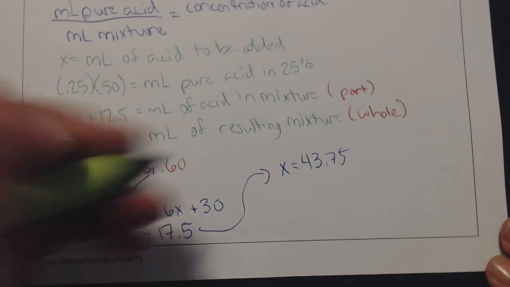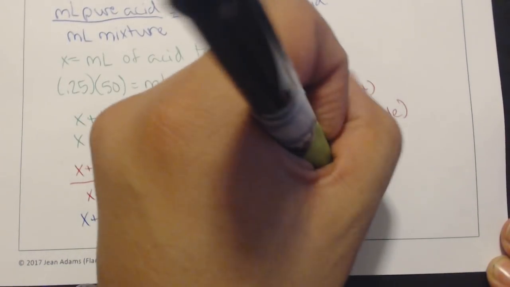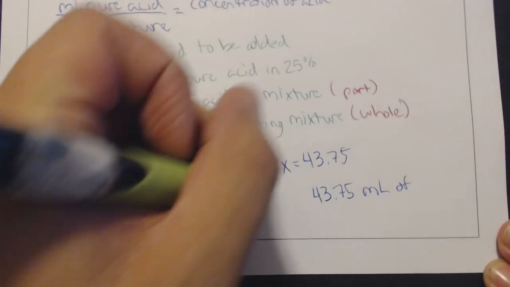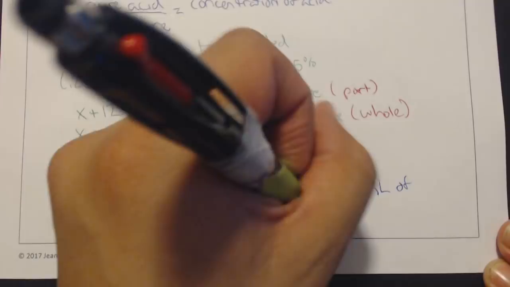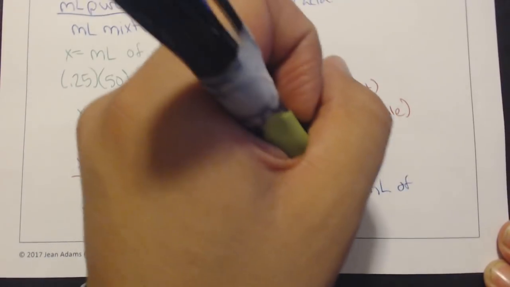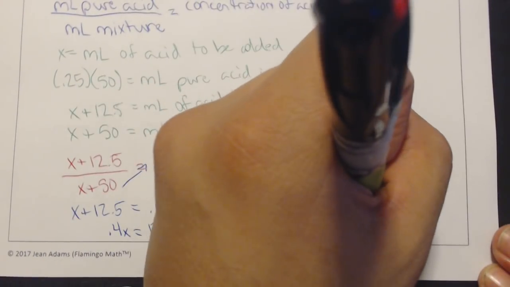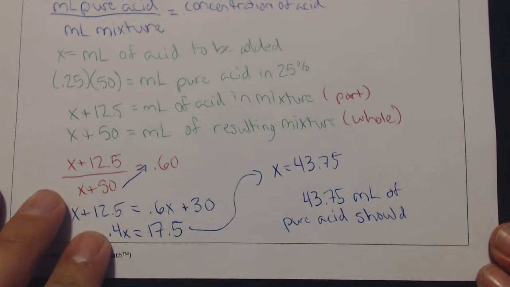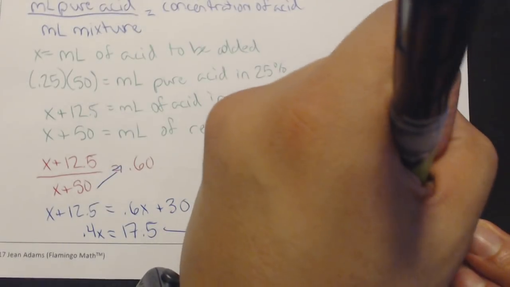And what I write as my answer is that we need 43.75 milliliters of pure acid should be added. So 43.75 milliliters of pure acid should be added so that we get the mixture that we were asking for, the 60%.